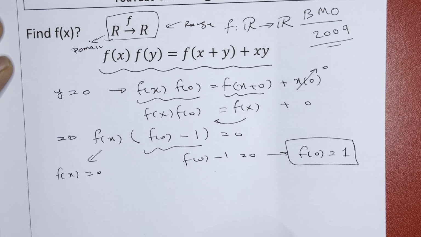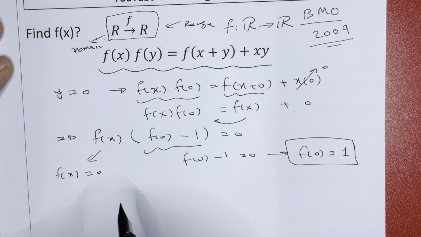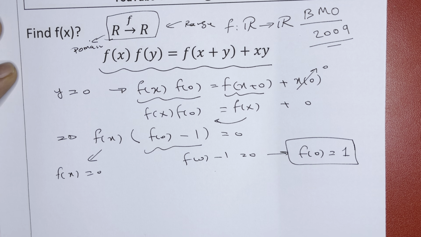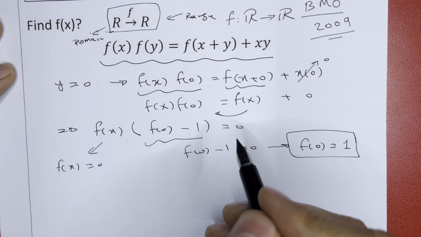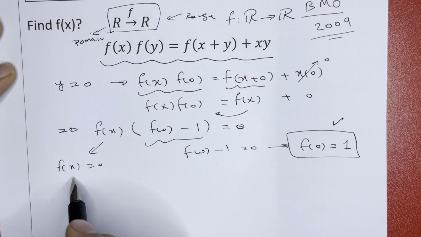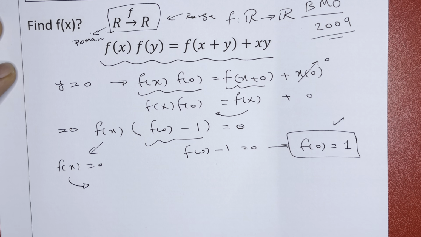Okay? So at least one of them should be a true statement to make this term 0. First, I'm gonna keep this one and work on this one. Is it possible for f of x to be 0 for all x? Actually, no, it's not possible.